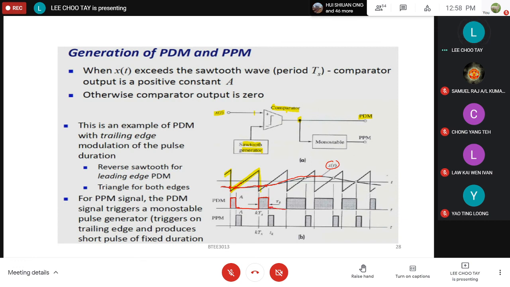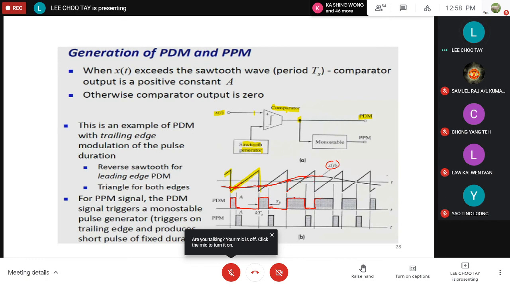All right. So it will be like that. And then the next time, your XT can be more or less, but you look at the next instant, your XT now is more than the sawtooth. Therefore, you have a positive output, and it lasts as long as your XT is more than the sawtooth, which is here. So you have this pulse width modulated waveform.